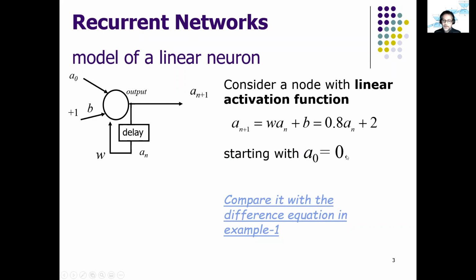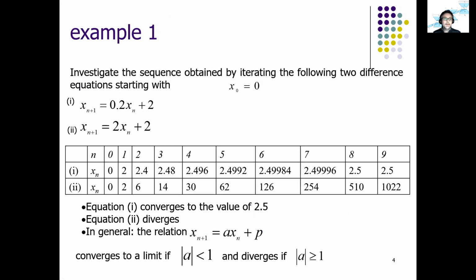Okay, so the operation of this node can be explained with a very simple example. Basically this kind of node is going to generate a sequence of iterations, a sequence of activation values, a kind of trajectory in the space. And depending on the value of the weight, this sequence will converge or diverge. And I have an example here to show you how things work.